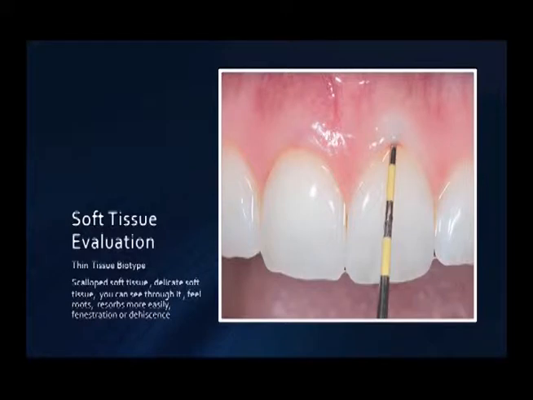In a thin biotype tissue, you can see the probe underneath, and it tends to be a more scalloped appearance. You can actually go in the vestibule and feel the roots underneath the tissue, so you know the bone is thinner. There may be fenestrations and dehiscence present. If you lift everything up, it is definitely more susceptible to trauma. It has a greater ability to resorb on you. So just noting whether this is a thin biotype or a thick biotype is something that should be considered.